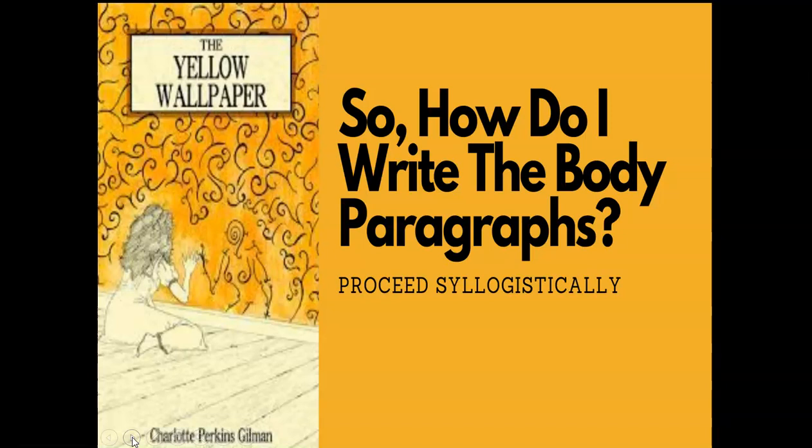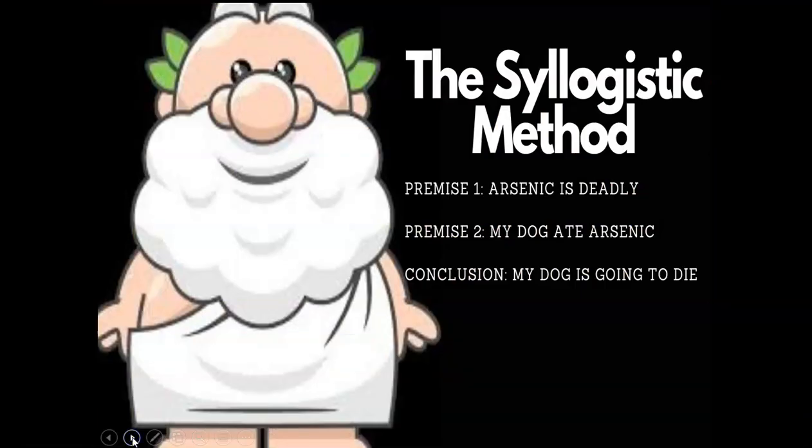So the next question is this: how do I write the body paragraphs? And I'm going to say nothing changes. So the same old template can be used every single time. So we're going to proceed syllogistically. For those that are new to this, and for those that just need a quick refresher, I'm going to give a real cursory overview of the syllogistic method. I have other videos where I really hammer it home and give a thorough tutorial of it, and you can backtrack and look at those if you need to.